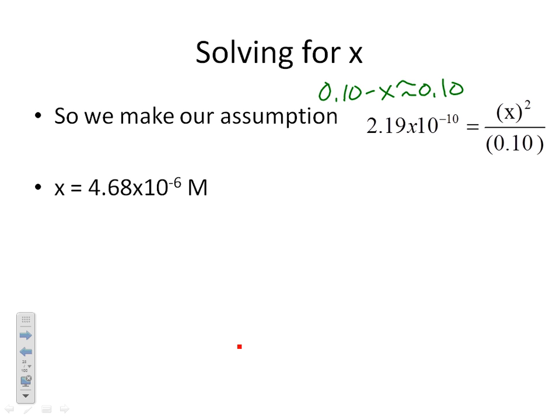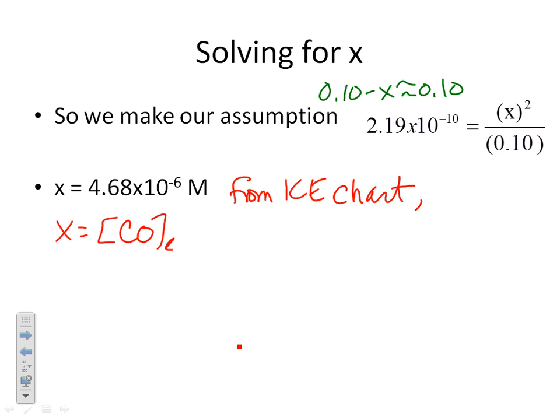Recall that from our ICE chart, x is equal to the equilibrium concentration of the carbon monoxide, and it's also equal to the equilibrium concentration of the chlorine gas, right? Because that's how we had our ICE chart filled in. That's what x represented. X was the equilibrium concentrations of these, which means we just solved for x, and the question is asking for the equilibrium concentrations of these two things. We can answer that question now.